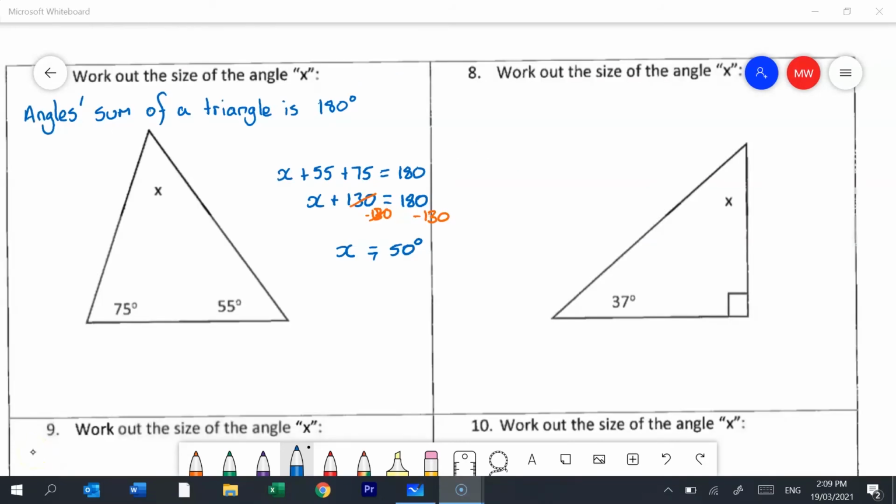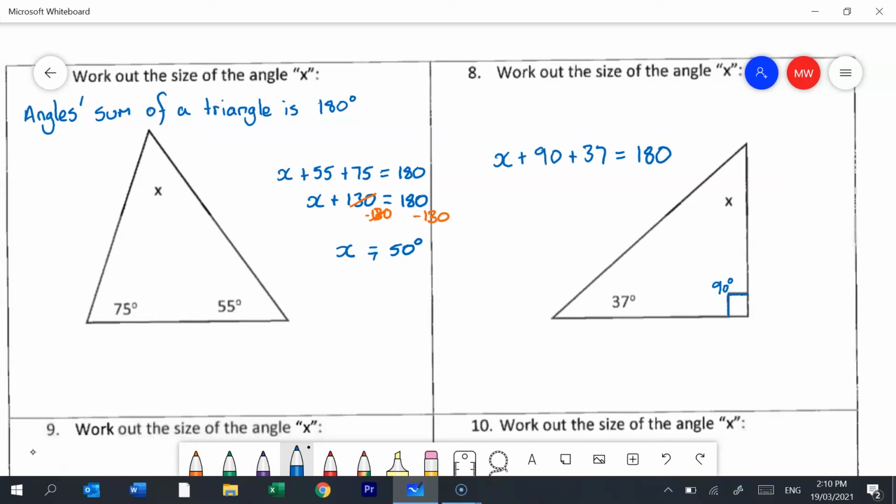Question 8 is another angle sum of a triangle being 180 degrees question. This time, instead of giving us a number for one of the angles, it's a right angle, and that little square tells you that that is 90 degrees. The little square is only used when there's 90-degree angles. So in this case, solving it just like the last one, if I add the three angles together, so I've got x, I've got 90, and I've got 37, all together that would add up to give me 180 degrees.